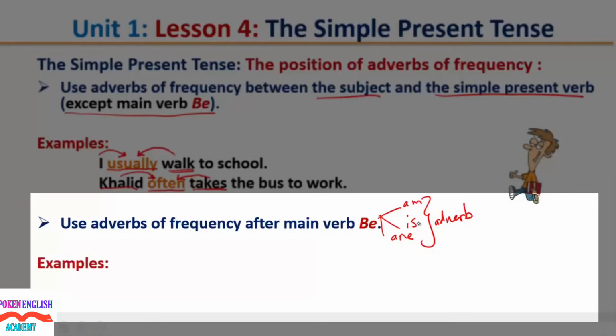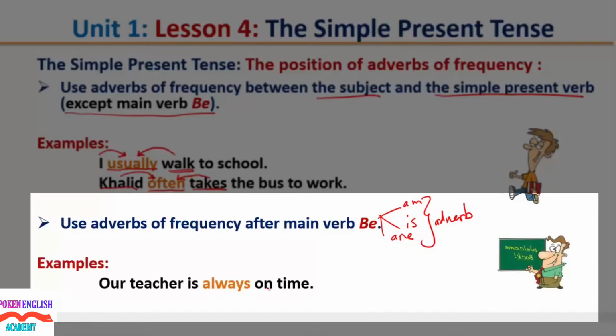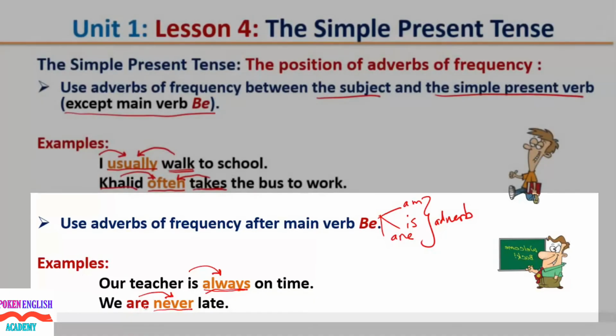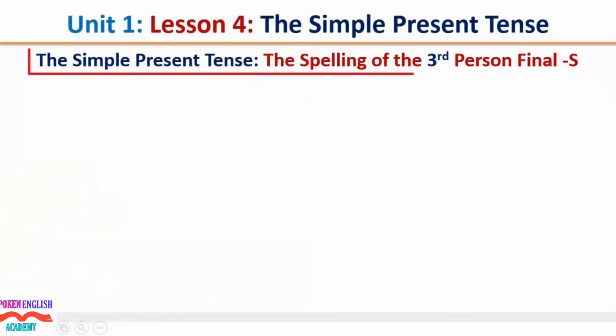Examples: Our teacher is always on time. Notice here that the adverb comes after the verb. We are never late. Notice also here the adverb comes after the verb. The simple present tense, the spelling of the third person final S.